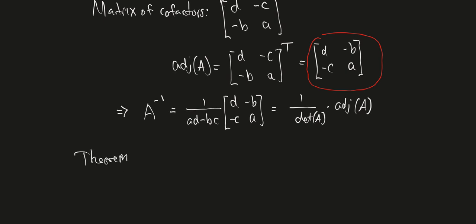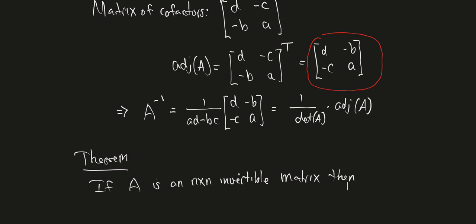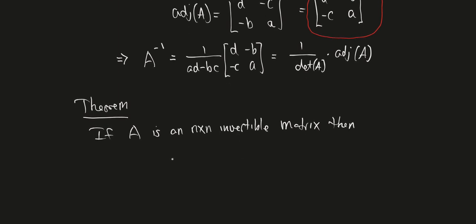So here is our theorem, right? And this basically is a theorem that now gives us a specific formula for the inverse, right? Again, not necessarily a process, but a formula, and there's a difference between those, right? So it says if A is an n by n invertible matrix, then we now have a specific formula for its inverse.